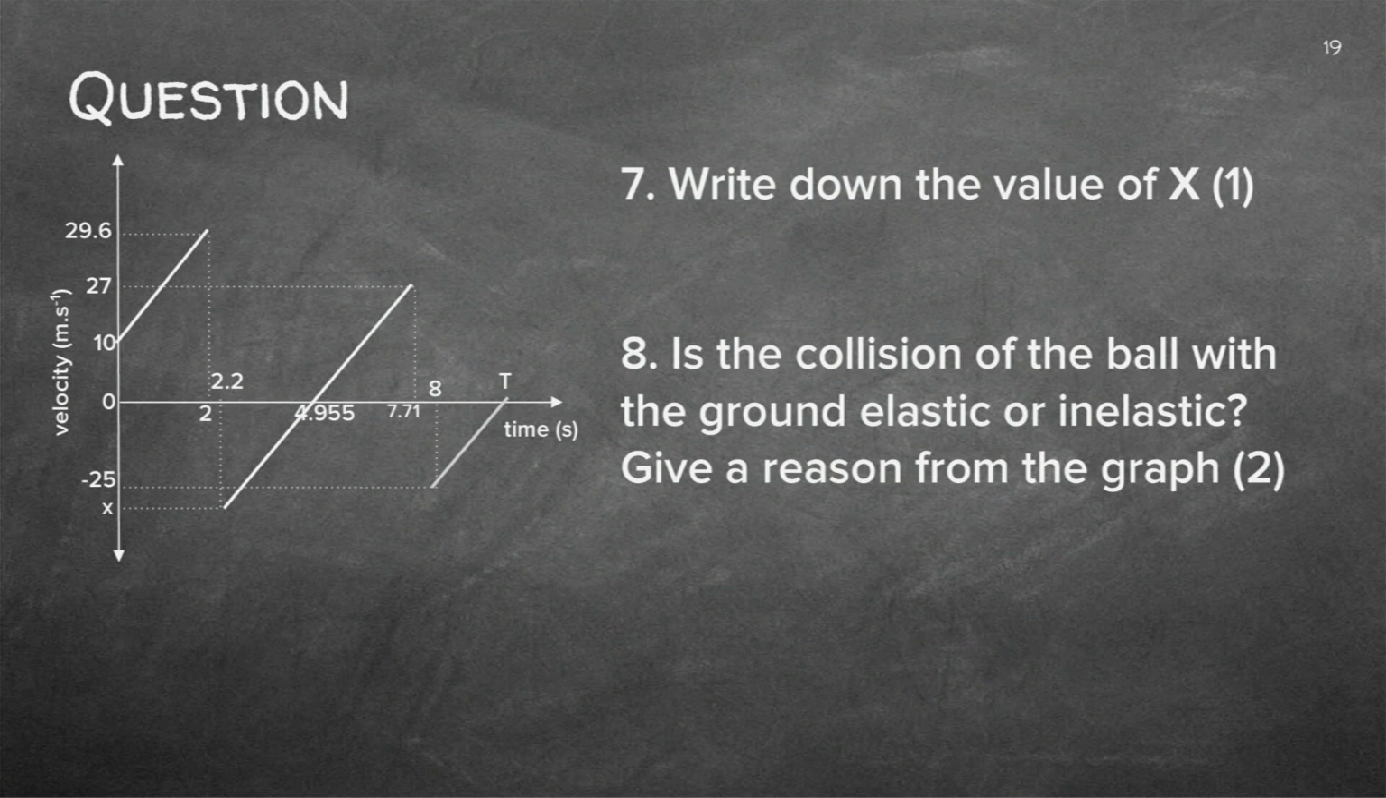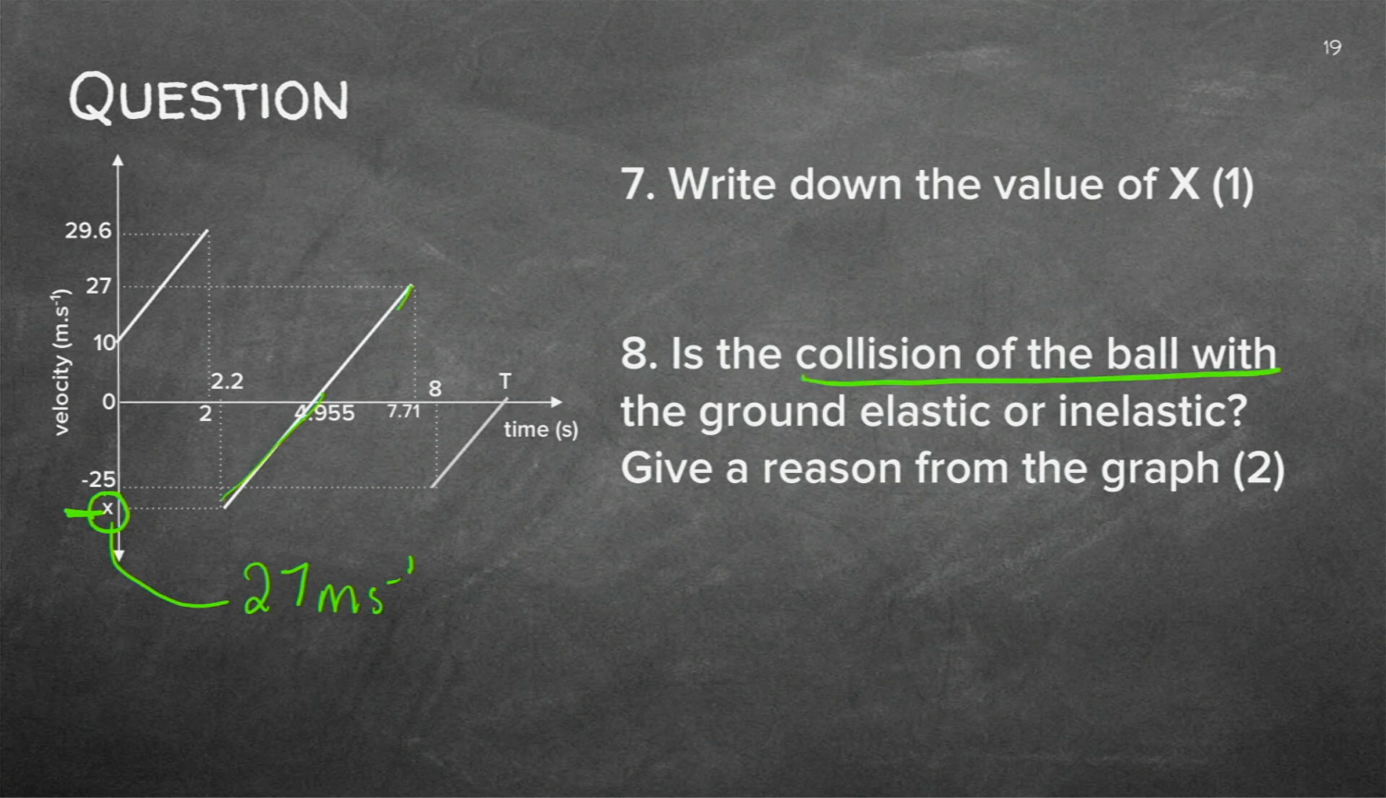Finally, write down the value of x. Now you can calculate x and you get a value there of 27 meters per second. So you can go again and calculate it with that one, but it's quite easy to see that that's 27.